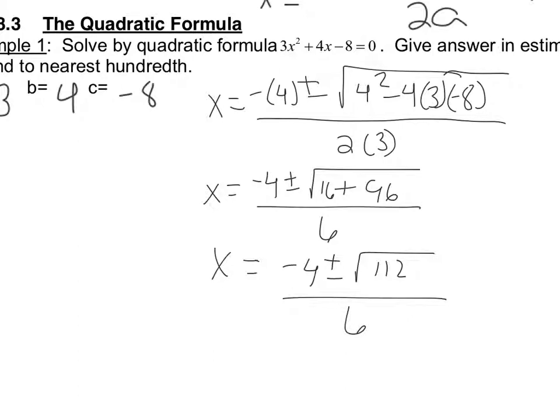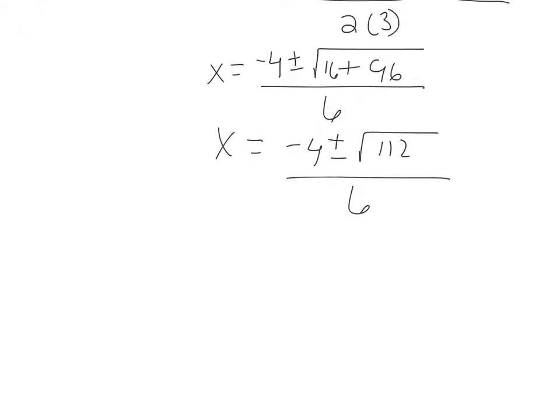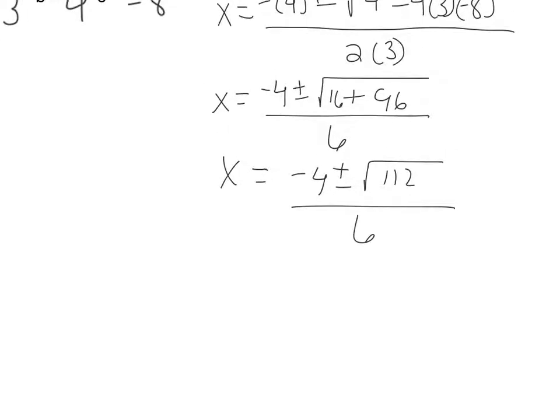over 6. So now it said to round to the nearest hundredth, so we can just enter this in. So enter negative 4 minus the square root of 112 divided by 6, and you should have gotten x equals negative 2.43. Then you do negative 4 plus the square root of 112 divided by 6, and you should have gotten 1.10. Okay? Let's take a look at some more.